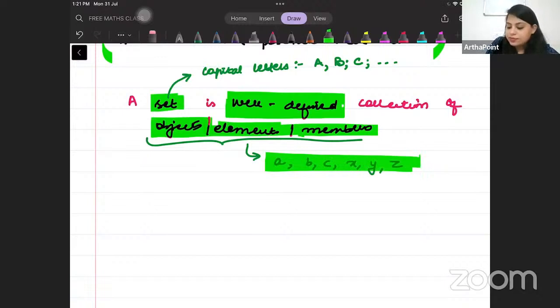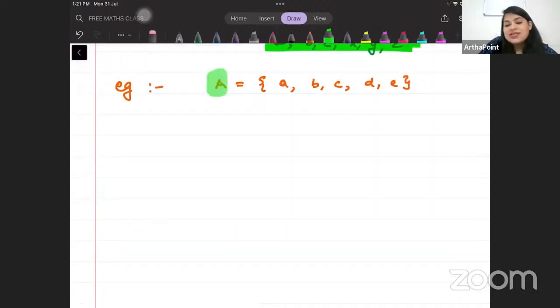Let me give you an example. Suppose I tell you, let me make the set by the first 5 alphabets. So you can tell me that my set name is set A, and this set A consists of a, b, c, d, and e. First 5 alphabets. तो ध्यान से समझो. Capital represents the set, and elements are represented by the small. I hope this is clear.